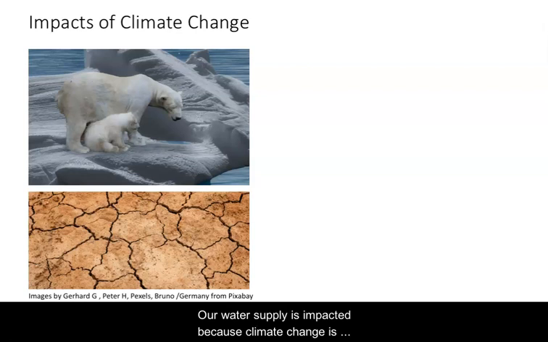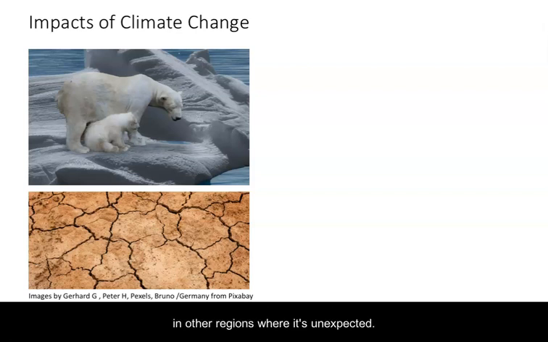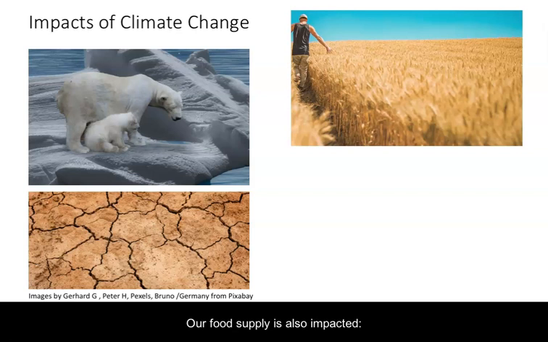Our water supply is impacted because climate change is causing droughts in agricultural areas and floods in other regions where it's unexpected. Our food supply is also impacted. Climatic fluctuations and changes in the distribution and abundance of pest species threaten crops, and obviously that impacts our source of food.